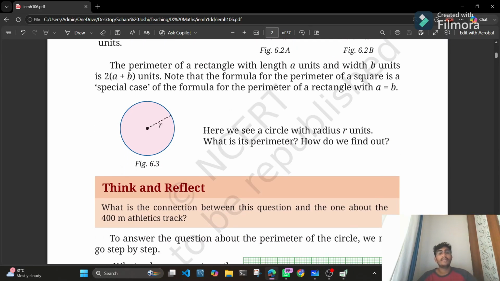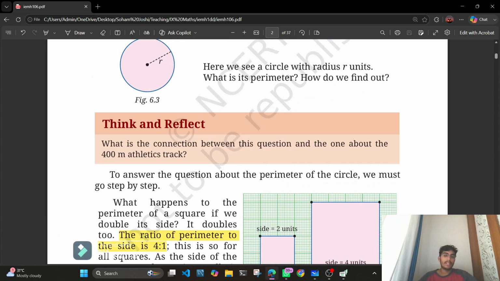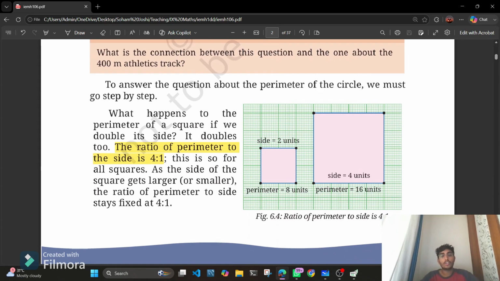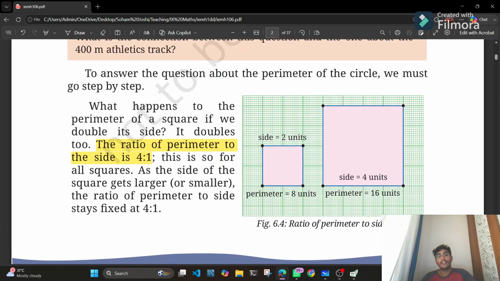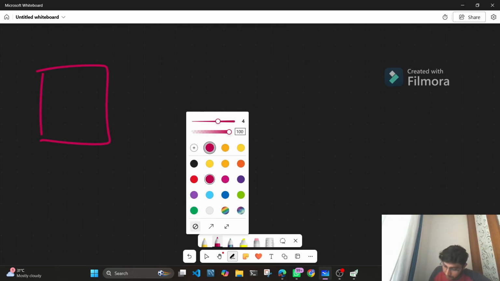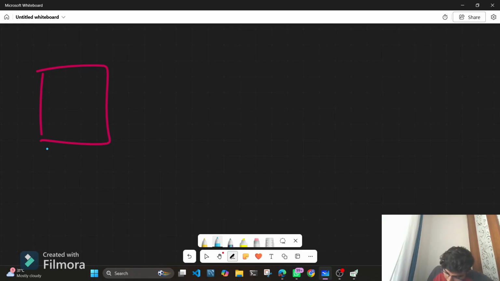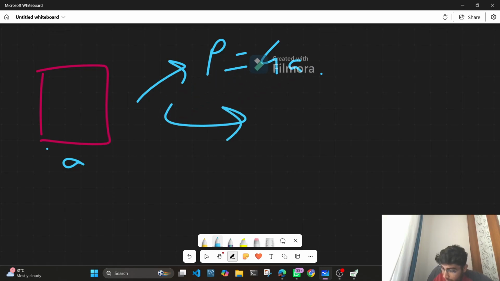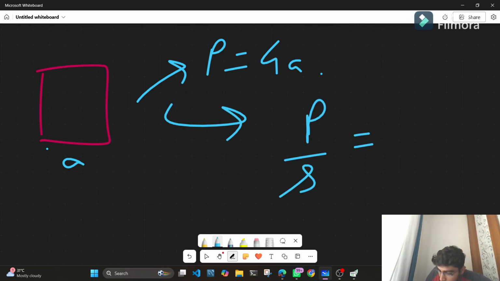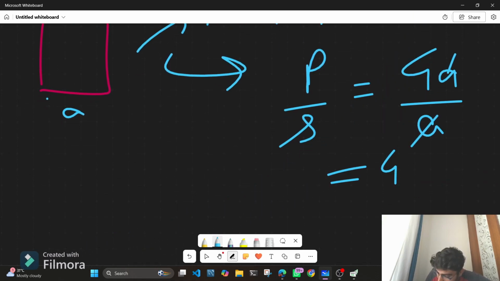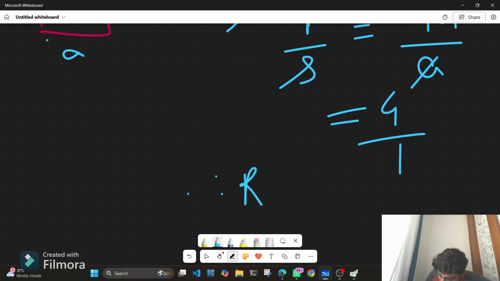Next up, we have the perimeter of a circle also. But we don't call it the perimeter of a circle, we call it the circumference. Before that, we need to understand that the ratio of perimeter to side for a square is 4 is to 1. Let's say we have a square. We know the side is A and the perimeter is 4A. The ratio of perimeter to side, that is 4A upon A, if we cancel out A, gives 4 upon 1. So the ratio is 4 is to 1.